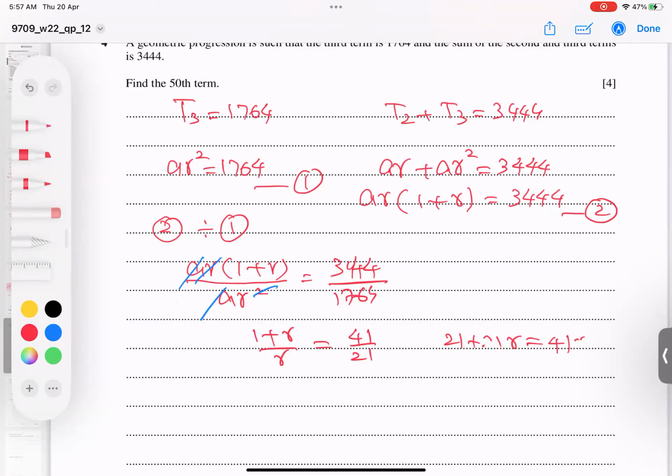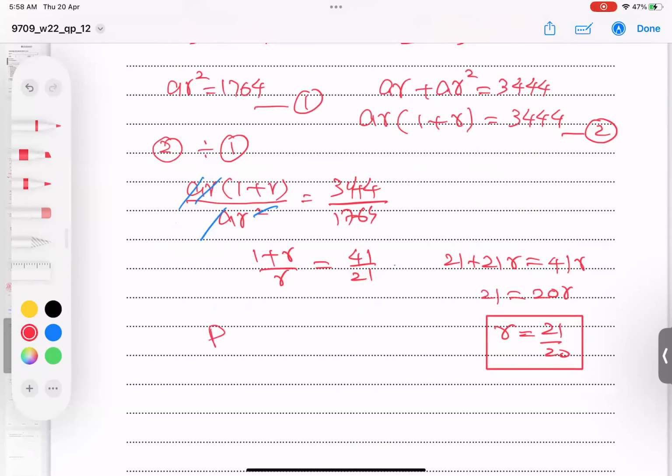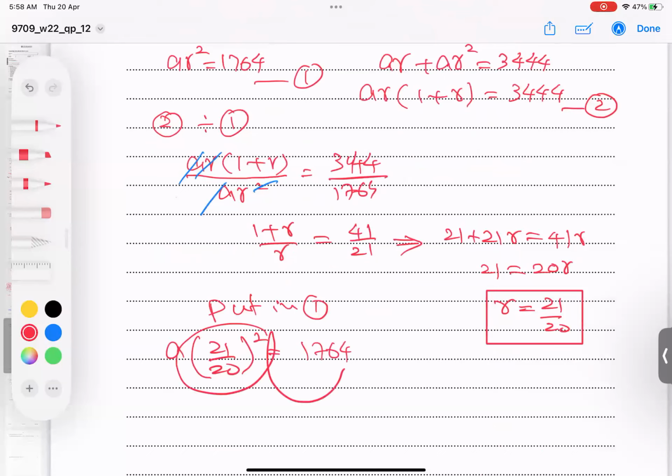And it goes there. When it goes there, 21 stays here and here I get 20r. It goes down. So r value is coming 21 over 20. This is r value. And if I plug in this r value here or here, better to put in equation 1. So put in 1. A as it is, and square of r, 1764 is a times 21 over 20, and this whole power 2 goes under it. So I get the direct answer from here.